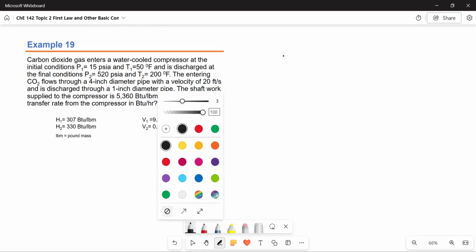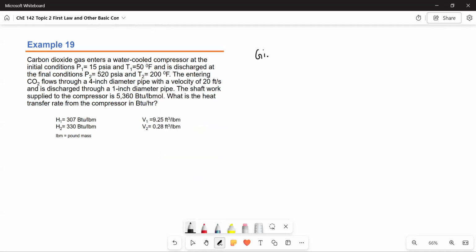So let's draw the given. If it's a compressor, the outlet is bigger than the inlet, indicating a reduction in the volume. Okay, so it's the inlet and the outlet. Work is done. Shaft work is done in the amount of 5,360 BTU per pound mole.